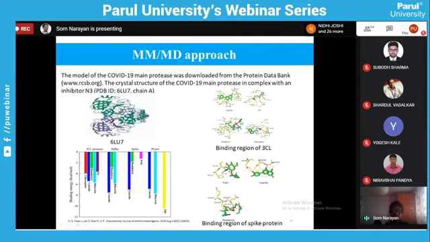SARS-CoV-2. So I'm hoping that you all stay at home and remain safe as it is a pandemic situation, and the cases are increasing day by day. So how is the simulation useful to get a treatment for this?